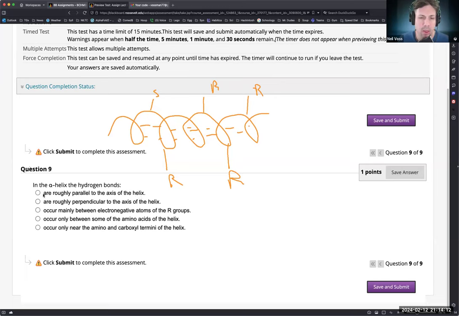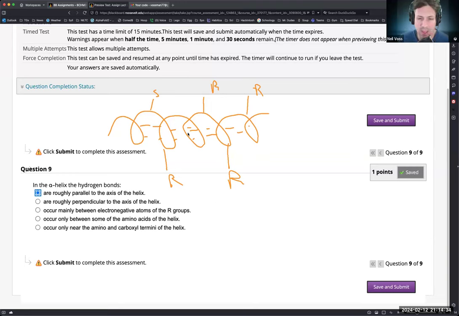All right, let's see. Okay, I can go for that one. Are roughly perpendicular to the axis of the helix. Well, no, they're kind of going in the same direction. Now, the side chains are perpendicular. Occur mainly between electronegative atoms of the R groups. No, they're between the backbone, not the R groups. Occur only between some of the amino acids of the helix. No, pretty much all of them are involved.